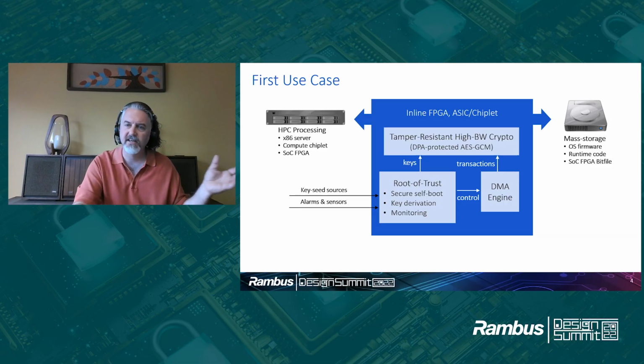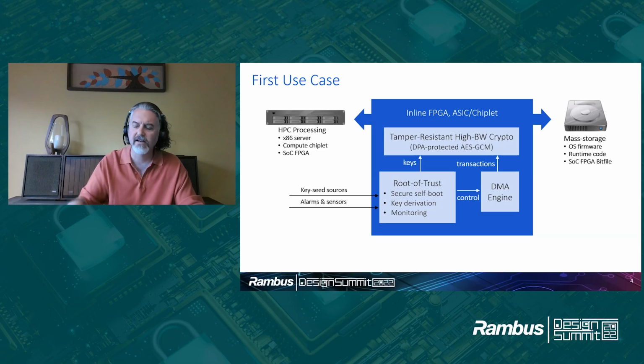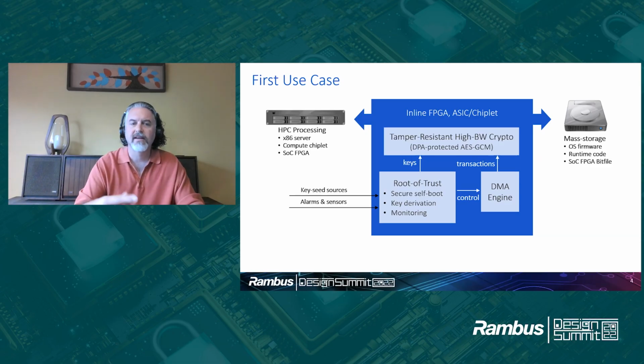So it receives key seed material from a variety of system sources, and it generates these ephemeral keys on command, and those keys are what are used to encrypt and decrypt the transactions that are moving in the high-speed wire. Those keys don't exist in the system in any long-term sense. They are derived as necessary, and they're derived in tamper-resistant ways.